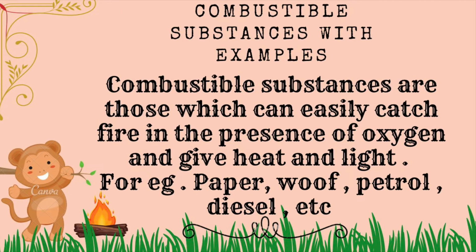Okay, first we have combustible substances with example. Combustible substances are those which can easily catch fire in the presence of oxygen and give heat and light. So basically anything that can catch fire when air and oxygen is present, you can call it a combustible substance. Take example of paper, wood, petrol, diesel, etc.